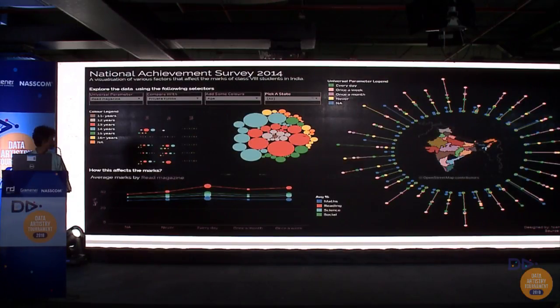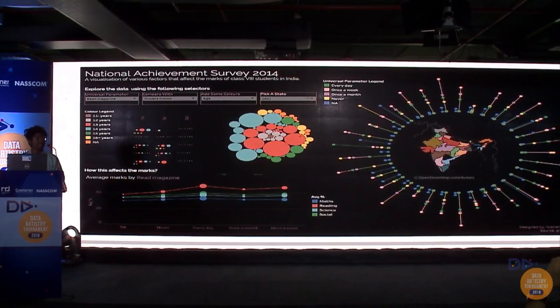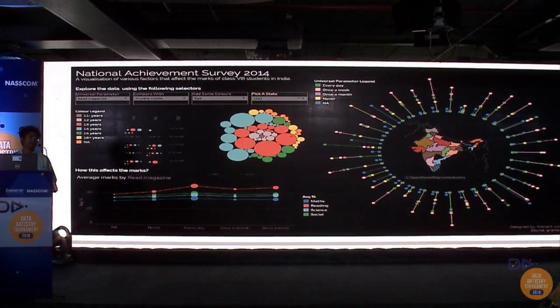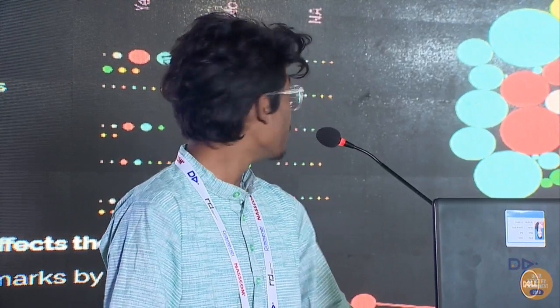And I'll start with the data set. I have chosen National Achievement Survey because firstly, it resonates with responsibility and social issue. And secondly, being a student myself, I can have a connection to it. So, why National Achievement Survey?